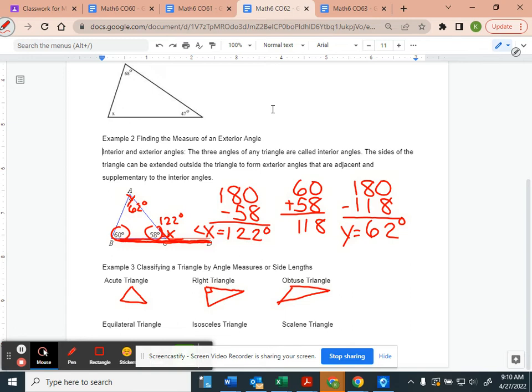Oh yeah. Are all obtuse triangles going to be identical? No. You could have the obtuse angle on the bottom. Okay, it doesn't matter. It can be twisted and turned and flipped. As long as there is an obtuse angle, it's an obtuse triangle.